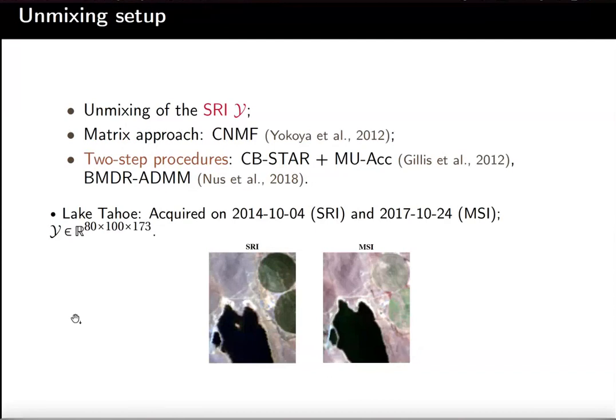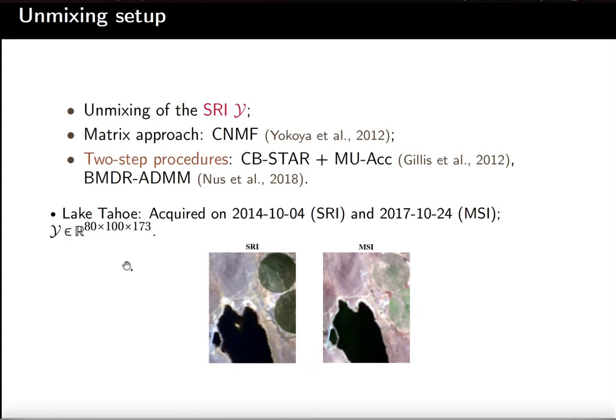Let me now jump to the unmixing part of the problem, and I will have a different setup. So I'll consider unmixing of the unknown super resolution image Y, and I will compare my algorithm CNN BTD-Var to a matrix approach called CNMF, and also two-step procedures that are based on tensor methods. The first step is to perform a reconstruction of the SRI by CB*, because it usually gives the best reconstruction metrics. The reconstruction is then followed by a traditional unmixing algorithm that is performed on the reconstructed image itself.